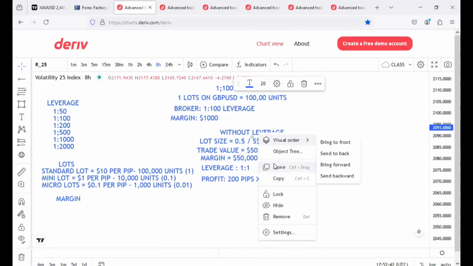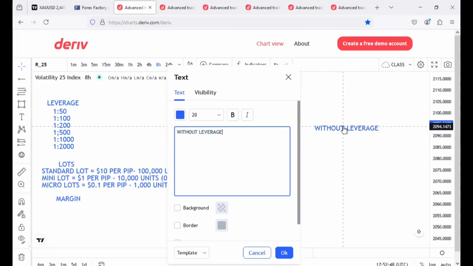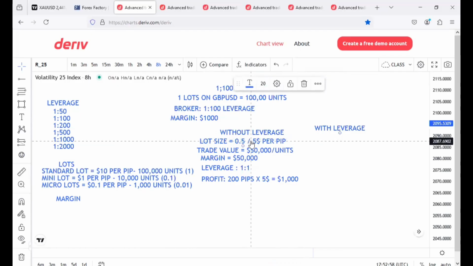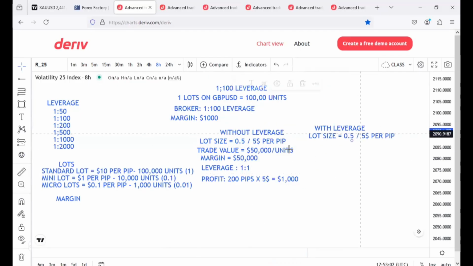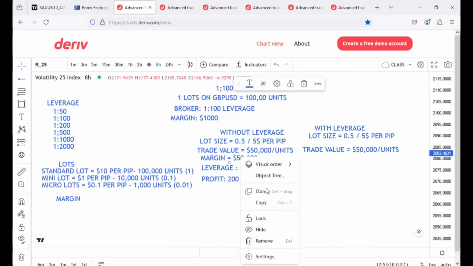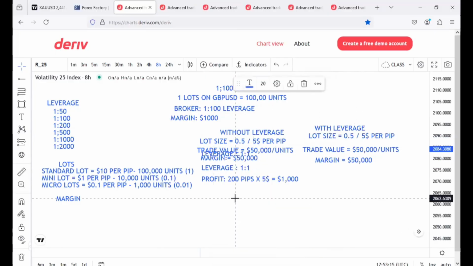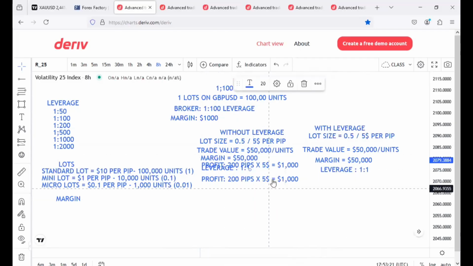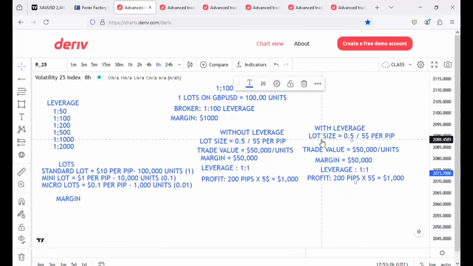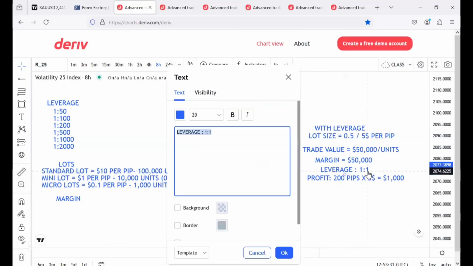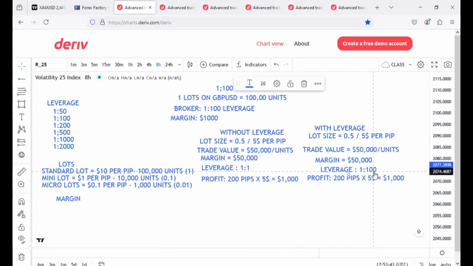Let me now show you when you use leverage to trade. I'm trying to show you the two practical examples so that I'll be able to explain. This is with leverage now: same lot size, same units, but leverage is different. Let's say you now have leverage of 1-to-100. What this means is that for you to have a margin of $50,000, you just need $500. Do you understand now? To open a $50,000 position, you just need $500 capital in your account.